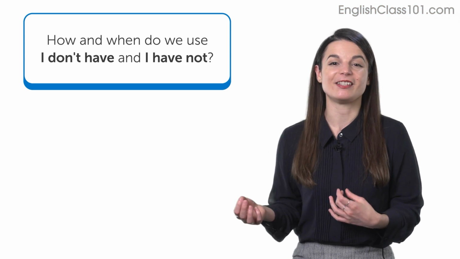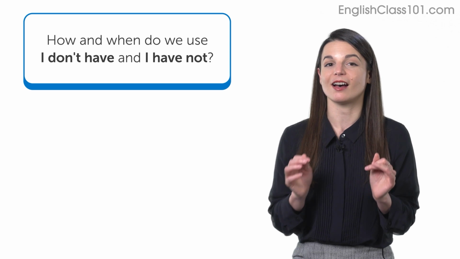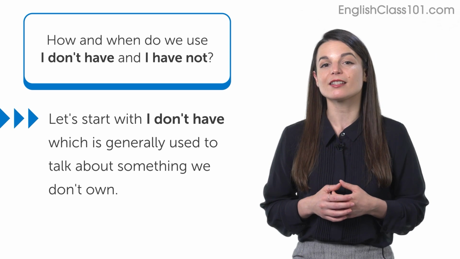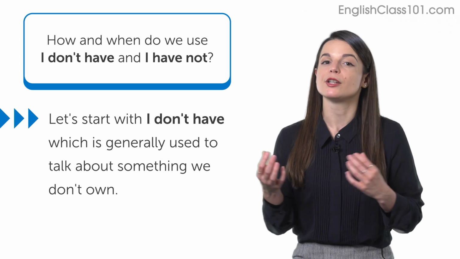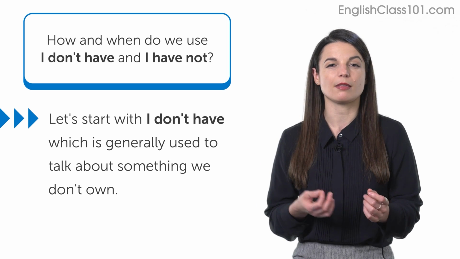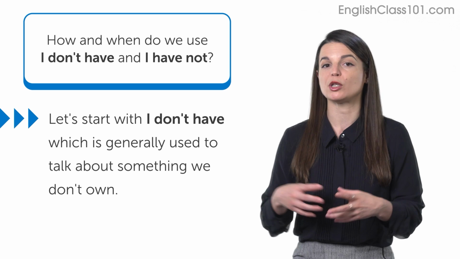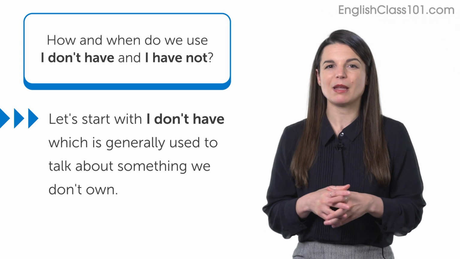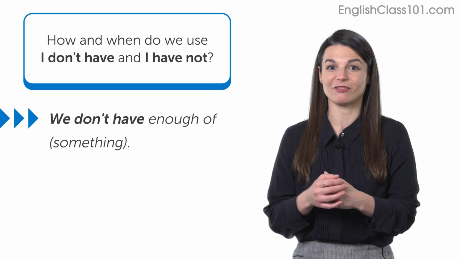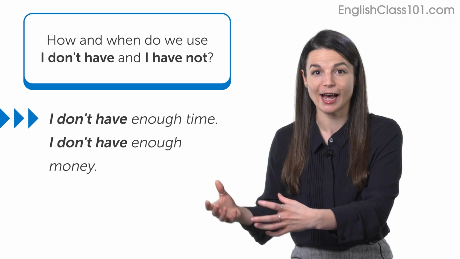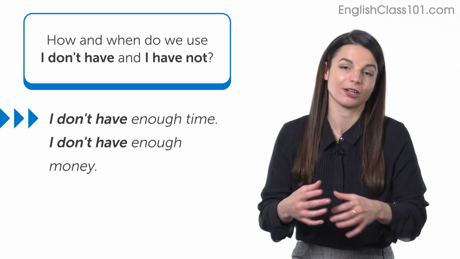Let's talk about the differences between I don't have and I have not. First, let's talk about I don't have. Generally speaking, we use I don't have to talk about something that we do not own or we do not possess. Or maybe it's kind of an abstract thing. We don't have enough of something, for example. Like I don't have enough time or I don't have enough money, for example.